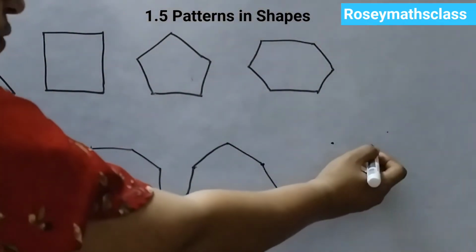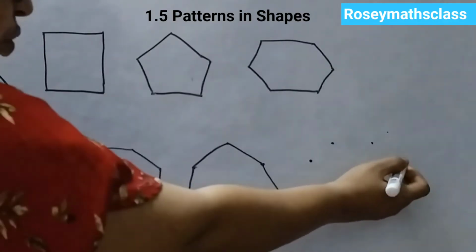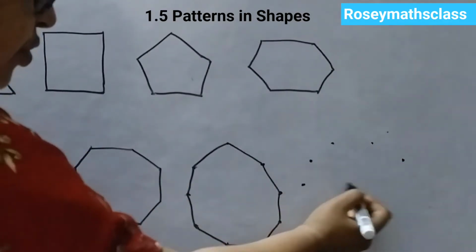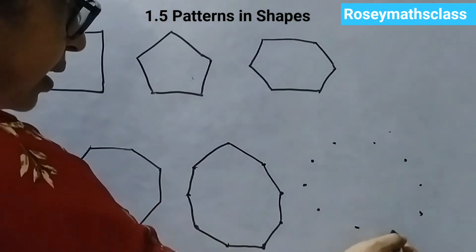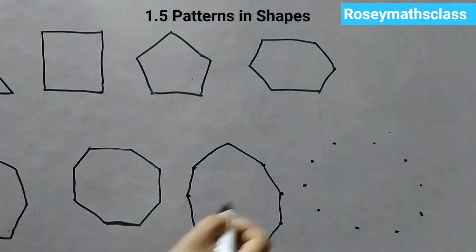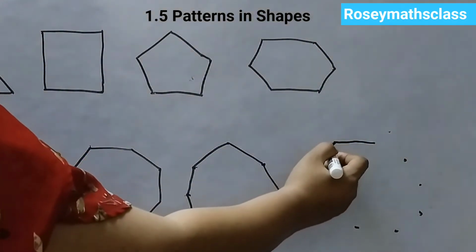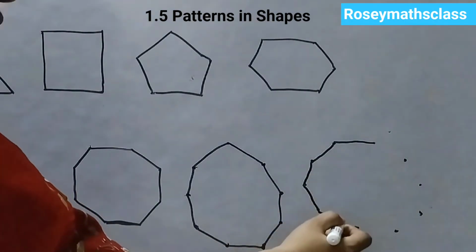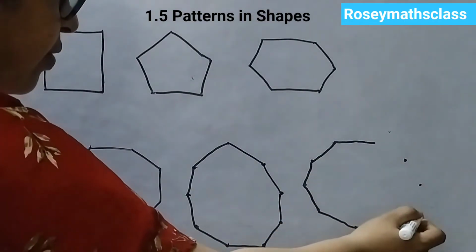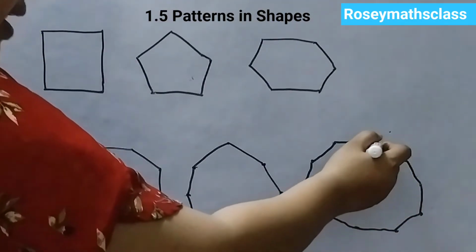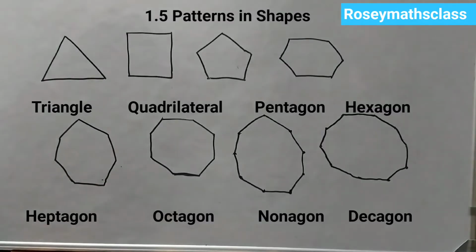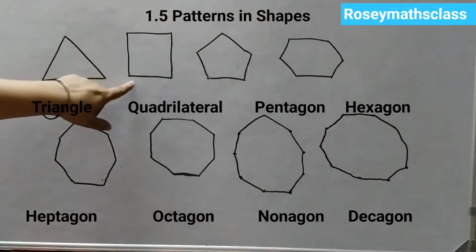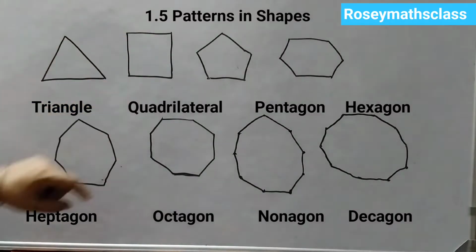So we can draw the dots first. 1, 2, 3, 4, 5, 6, 7, 8, 9, 10. Now just join the dots. Use the scale to draw so that you get straight lines. So that was the last one, decagon. These are all examples of regular polygons. Try to make all the sides of equal length. All these lengths should be equal.